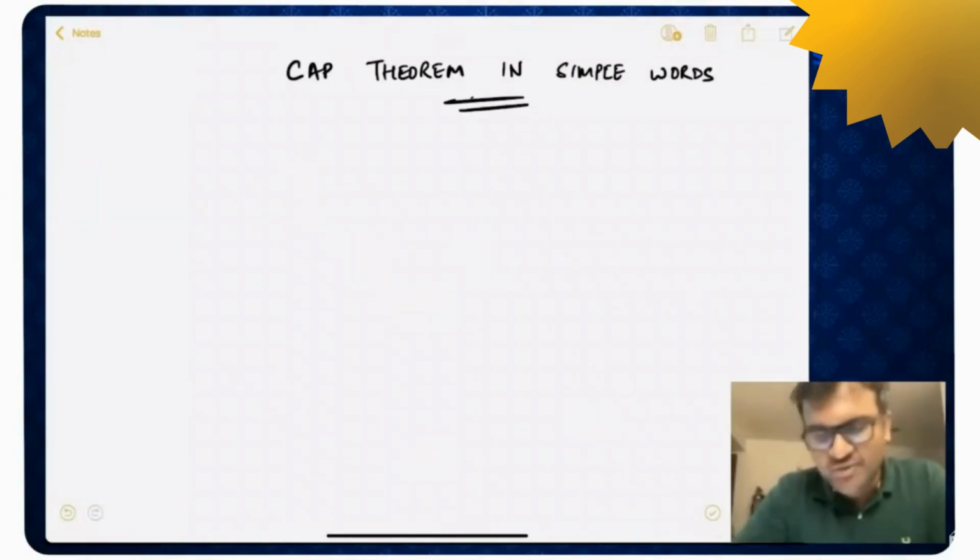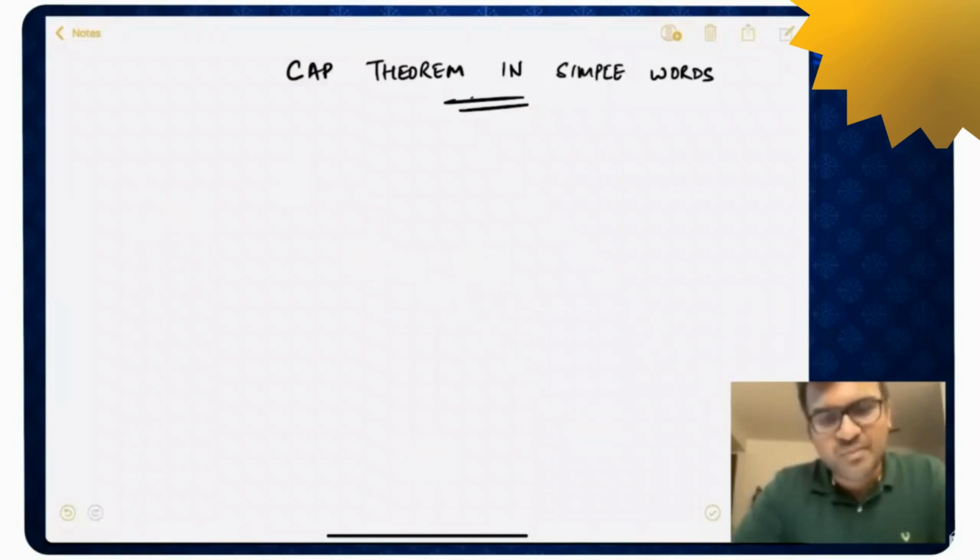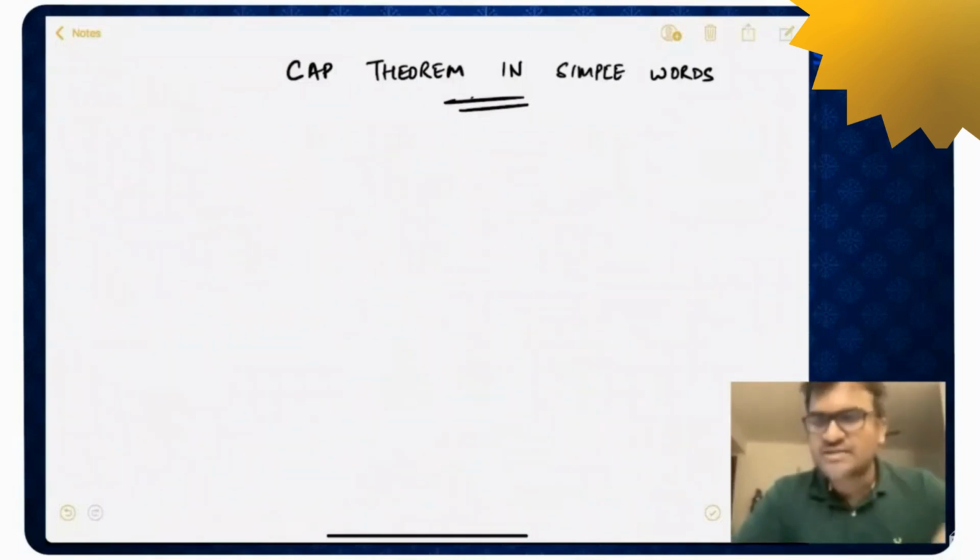Now before I get into explaining CAP theorem, and I will try to do that using as simple an example as possible, I want to give credit to Kaushik, whose blog I have borrowed a few ideas from. So thank you, Kaushik, for coming up with a very innovative example. So let's get to it.